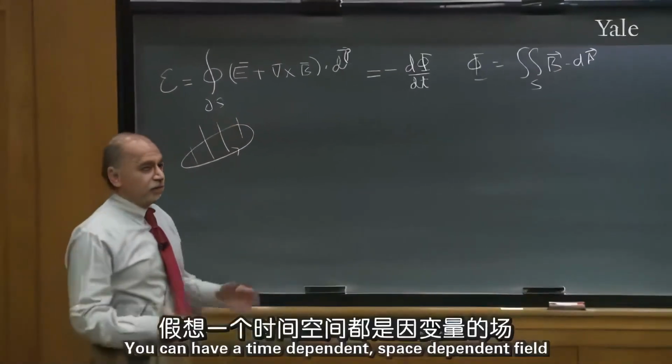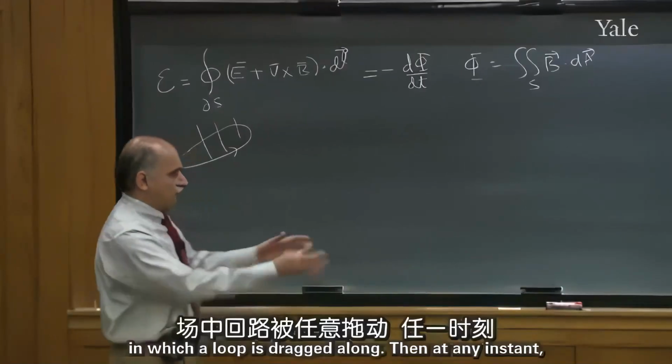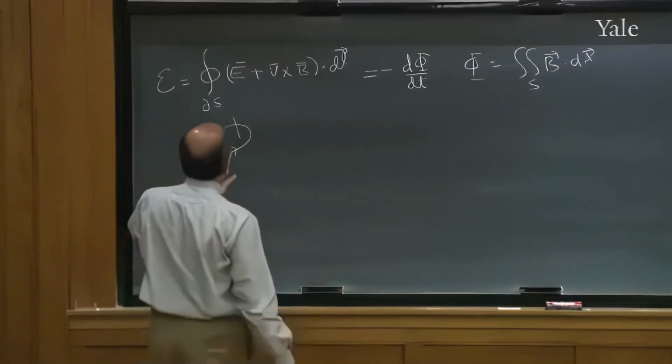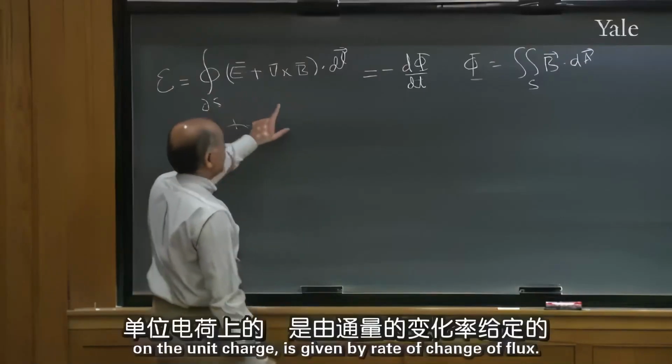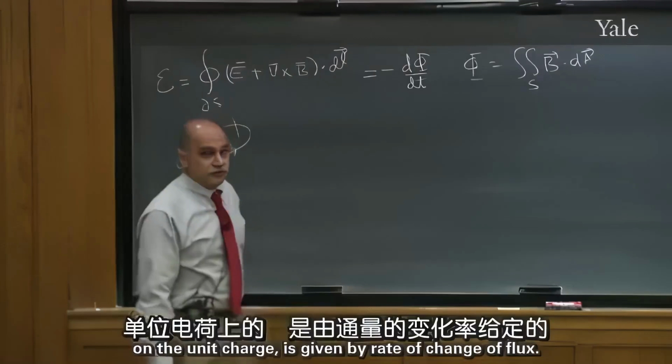You can have a time-dependent, space-dependent field in which a loop is dragged along. Then at any instant, the line integral of electromotive force, namely the total force on a unit charge, is given by the rate of change of flux.